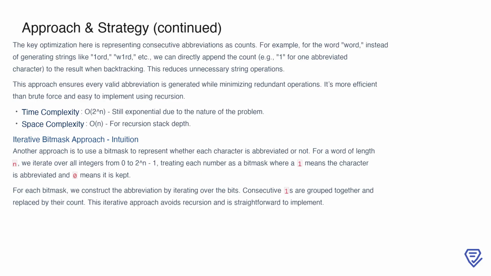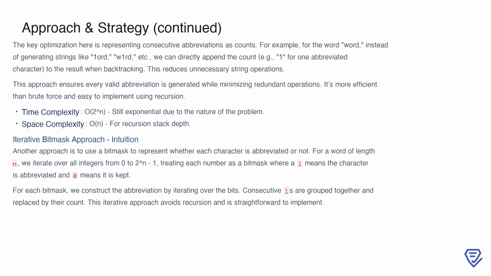This avoids unnecessary string manipulations and ensures we systematically cover all valid abbreviations with minimal overhead. This approach is still exponential in time complexity, 2 to the power of n, since we explore all possible combinations, but it eliminates redundant operations, making it much more efficient than brute force. Additionally, it only requires n space for the recursion stack depth.